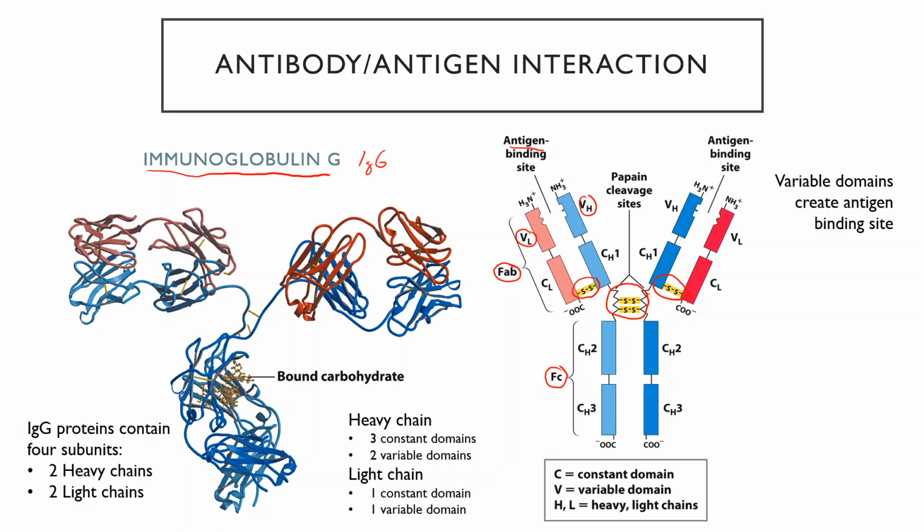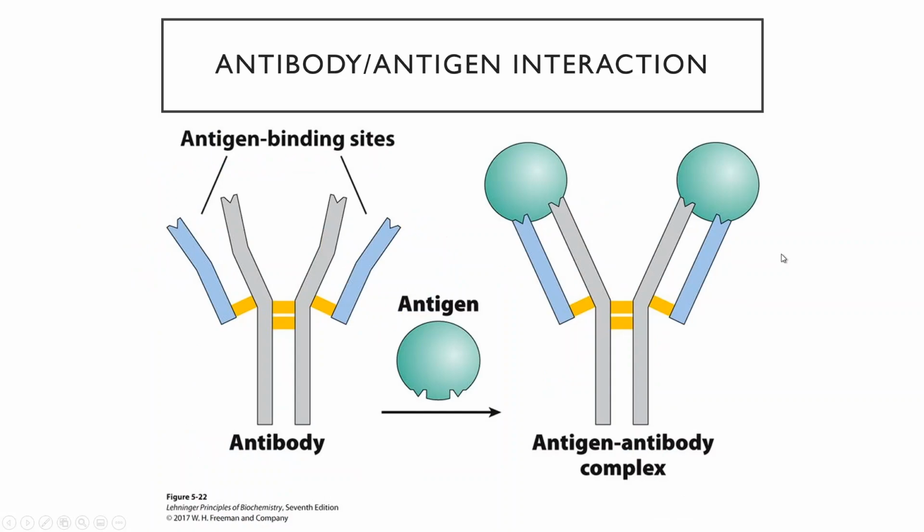So the idea being that any potential virus or bacteria that enters your system will be recognized, or part of those proteins will be recognized by at least one antibody. And so when the antibody and the antigen bind, they form the antigen-antibody complex. So each antibody has two antigen binding sites, and that means that each antibody can bind to two antigens.